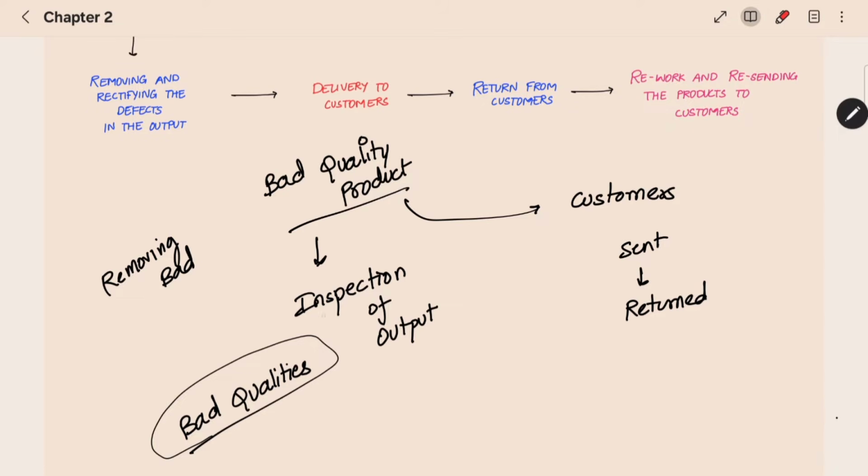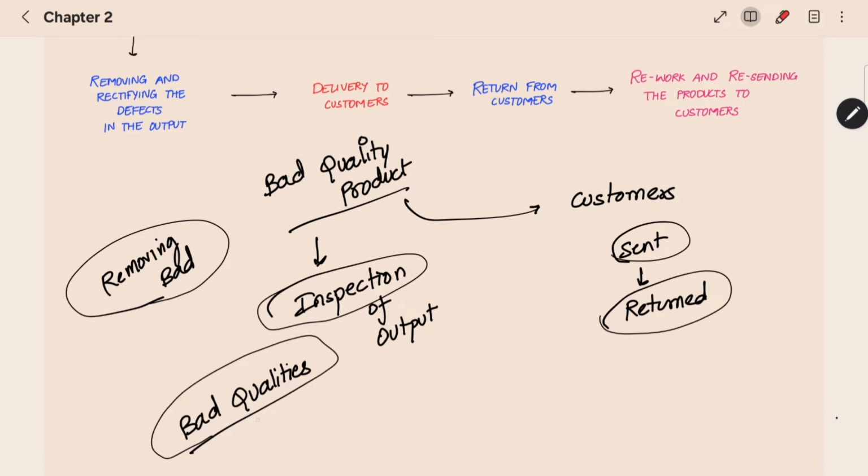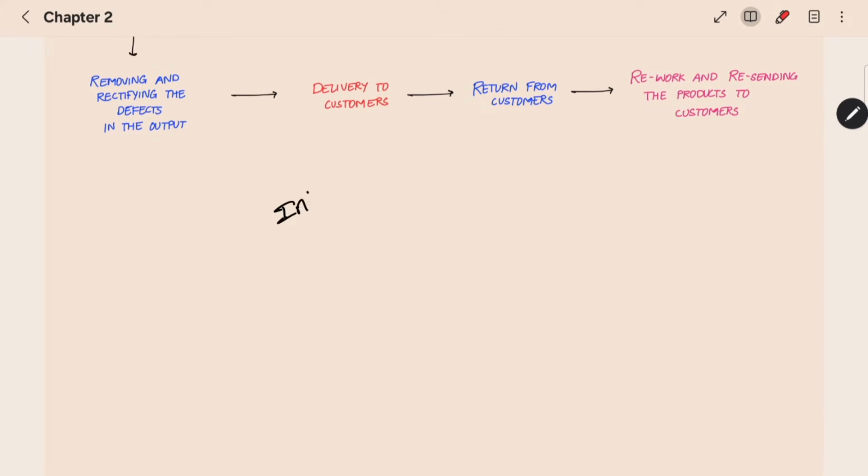After you produce this product, you are doing inspection, right? In that inspection itself, you can find out and remove the bad quality. That is one type. After sending to the customer, it will be returned because of the bad quality. That is another type. If you yourself are removing it, it is called internal failure cost. Yourself, you are making inspection and removing a bad quality product. That is called internal failure cost. For that, whatever cost you are incurring is called internal failure.